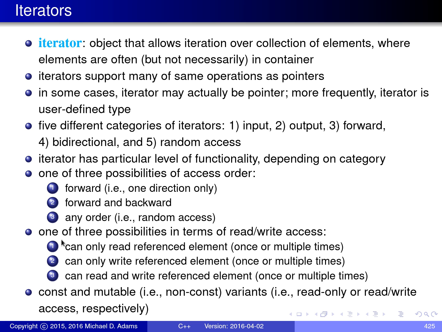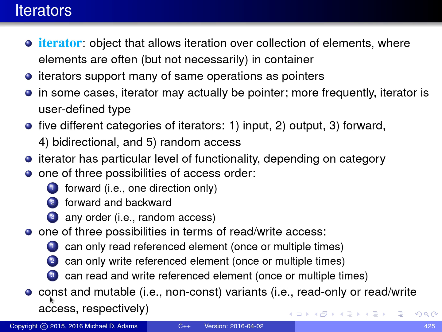There's also some possibilities in terms of whether we're allowed to read or write the data that's being referenced by the iterator. In some cases, we can only read the referenced element, and in some cases, it may only be once that we're allowed to do this, or we're allowed to do multiple times. In some cases, we may only be allowed to write the referenced element, in other words, we can't read it. And in some cases, we can only write it once, or we can write it multiple times. And then lastly, we might be able to both read and write the referenced element. And we might be able to do this once, or we might be able to do this multiple times, depending on the particular flavor of iterator we're using.